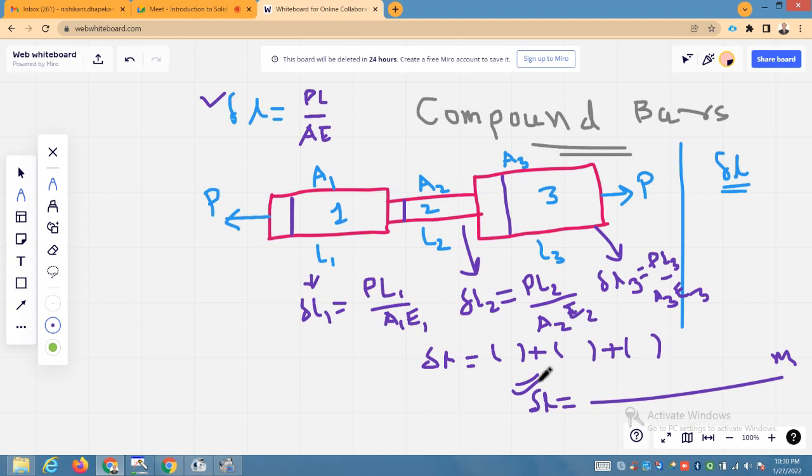You can practice, take the value of axial pull P as 150 kilonewtons. You can practice one numerical I shall give you. You take P as 150 kilonewtons.